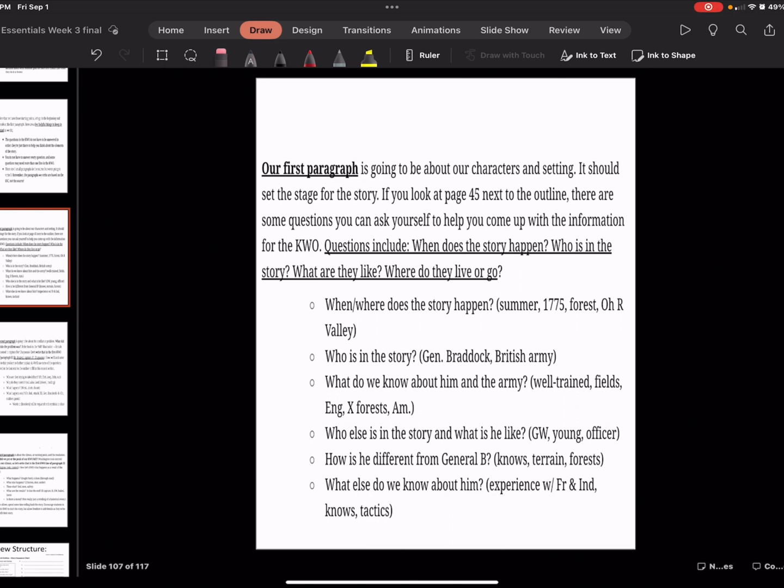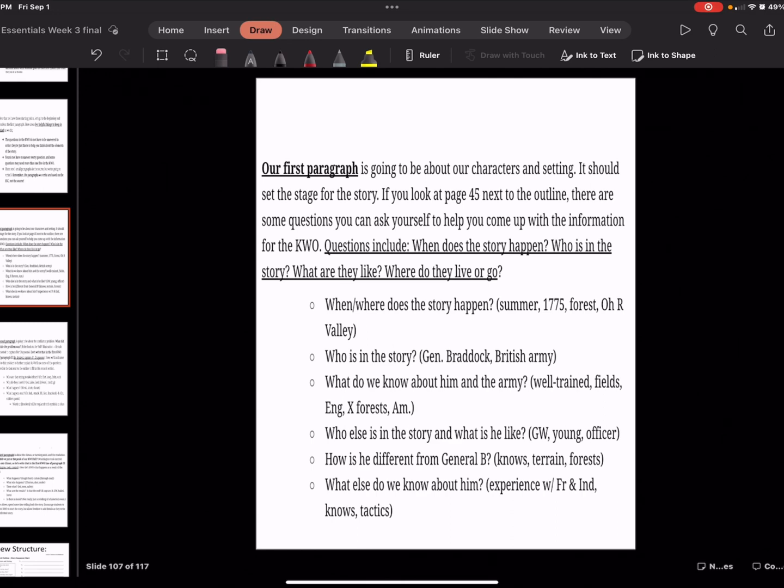Questions include: when does the story happen? Who is in the story? What are they like? Where do they live or go? And remember, the entire setting and characters will not always be fleshed out in that very first paragraph, right? Sometimes it might even take a chapter, depending on what you're reading, to completely flesh out the setting and characters for you.